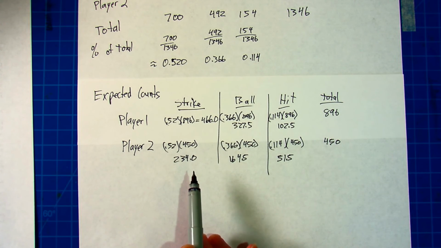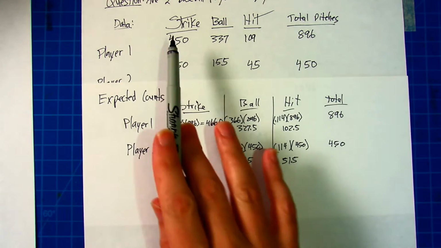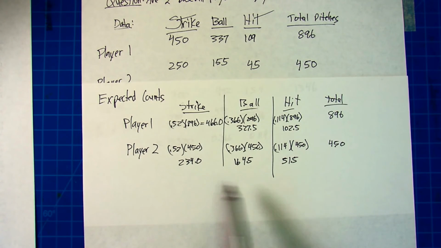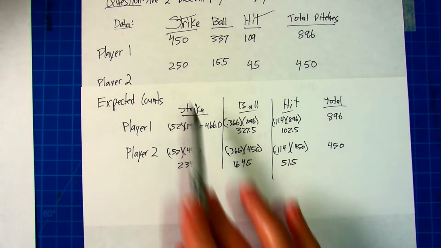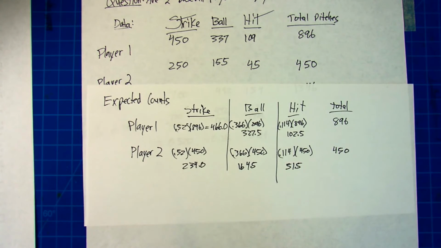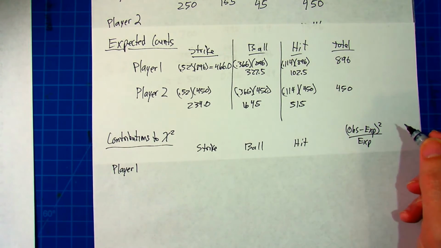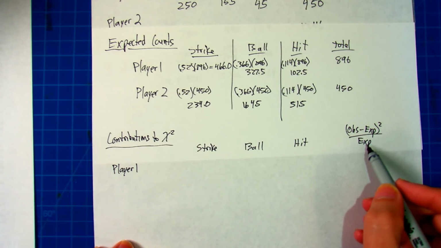Now you can compare your observed to your expected. All your observed counts are up here in this table, so you can see most of them are pretty close. So you think these players might be roughly the same, but you don't know if it's statistically significant differences until you do the math. To come up with that, calculate for each entry in this table, comparing observed minus expected squared over expected.